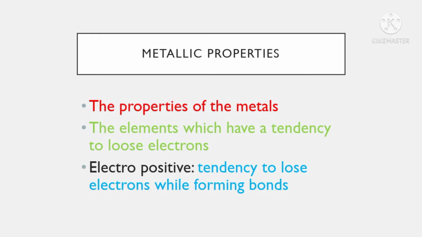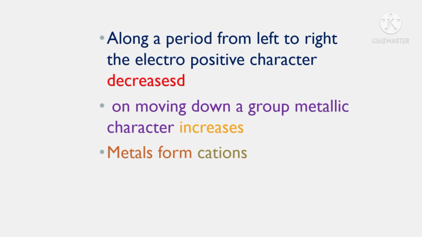That tendency of losing electrons is defined by a term called electropositivity. Then what is electropositivity? This electropositivity is applicable when they are in bonded form. That means when those are bonded with another atom, the ability of the atom to lose electrons is said to be electropositivity.